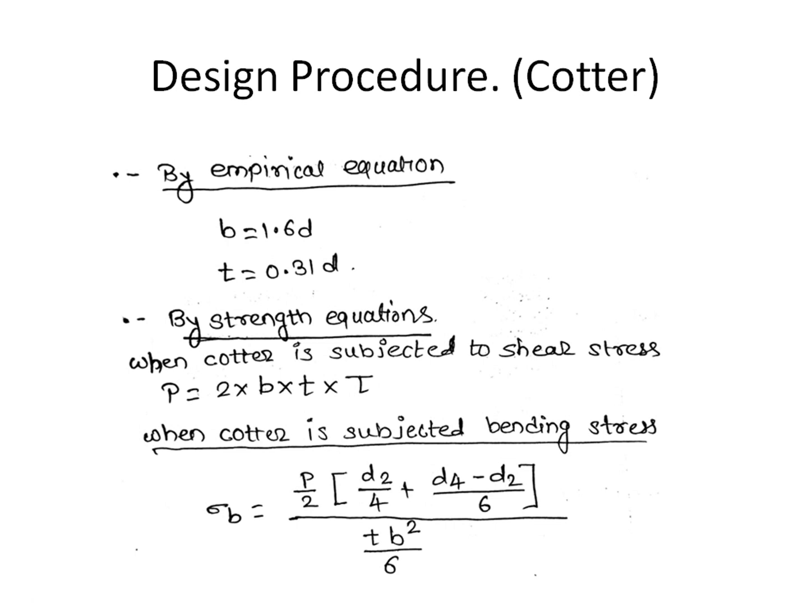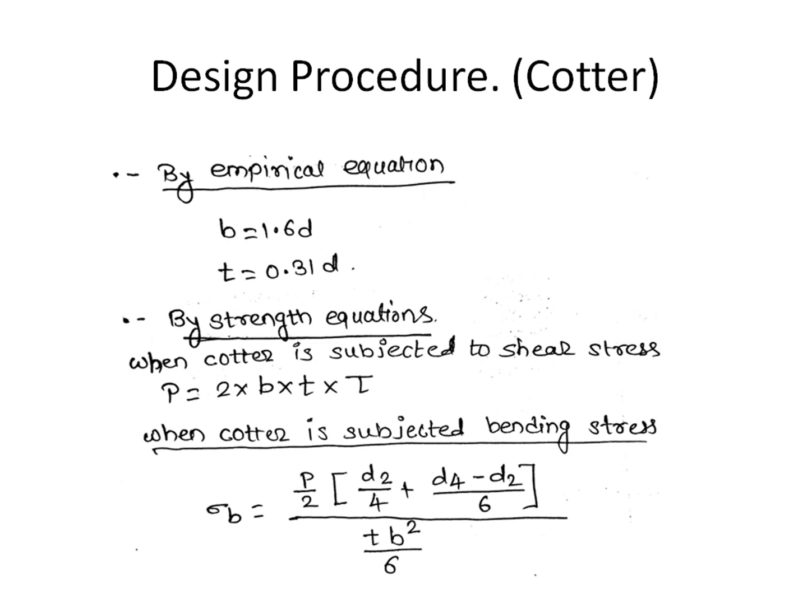The cotter is also designed in two ways, by empirical equation and by strength equation. The empirical equation for the width of cotter is given by b is equal to 1.6 times the diameter of rod, and thickness of cotter is given by 0.31 times diameter of rod. If you want to find the cross section or the dimensions of cotter by strength equation, then it is assumed that the cotter is subjected to double shear stress as well as bending stress. The equation of double shear stress induced in the cotter is given by P is equal to 2 into b into t multiplied by tau.